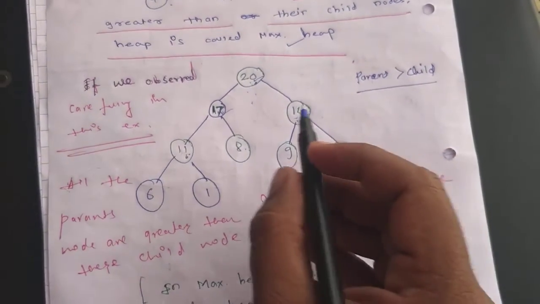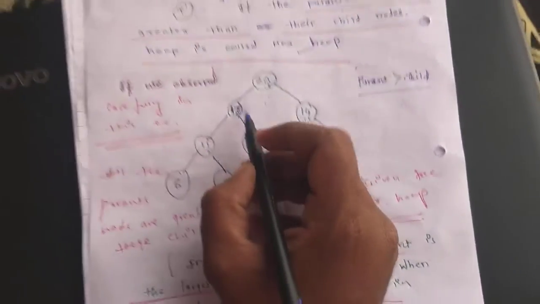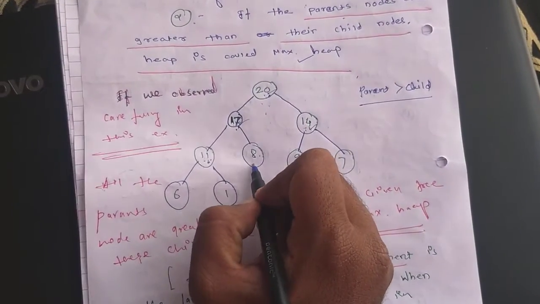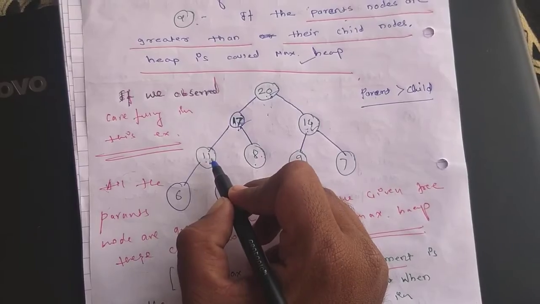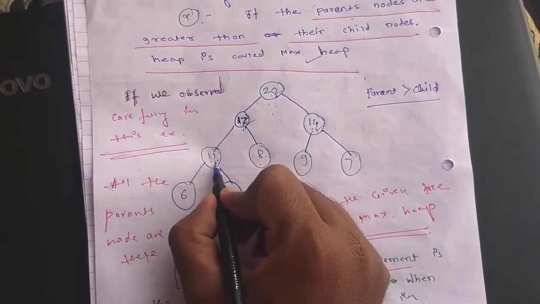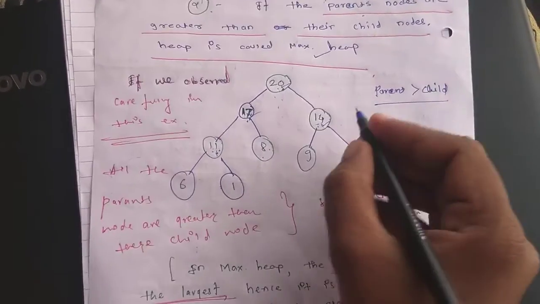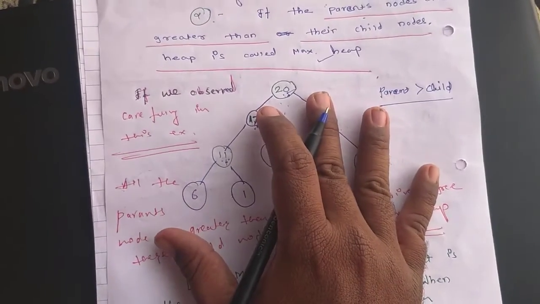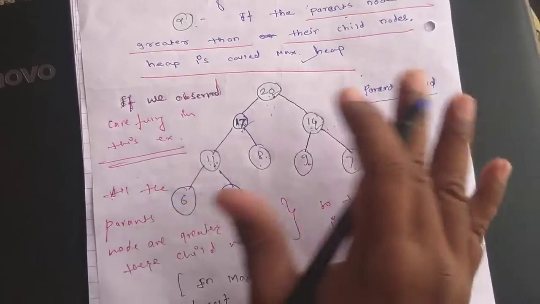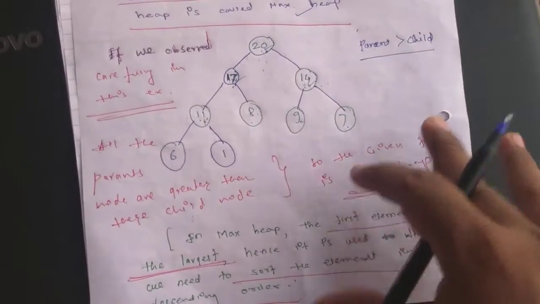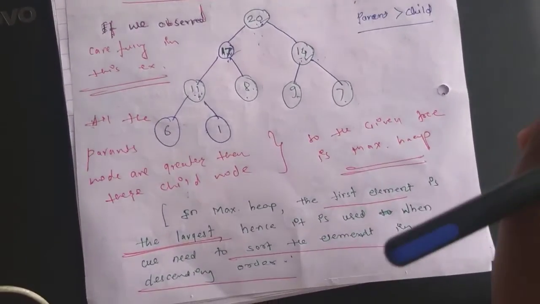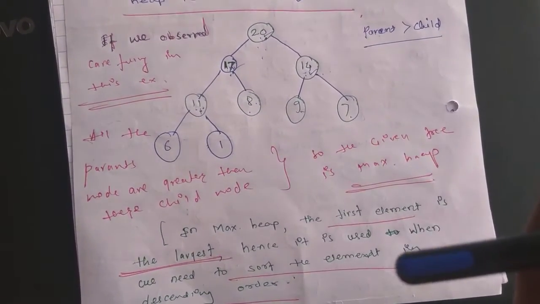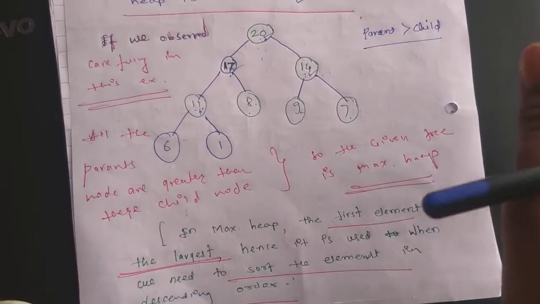Here if we observe the left subtree, 17 is a parent of 11 and 18, so 17 is greater than its child nodes. Here also 11 is greater than 6 and 1, 14 is also greater than 9 and 7. So it's a perfect example of the maximum heap tree. When using the maximum heap tree, if the user wants to arrange the elements in descending order, the maximum heap is useful for that purpose.